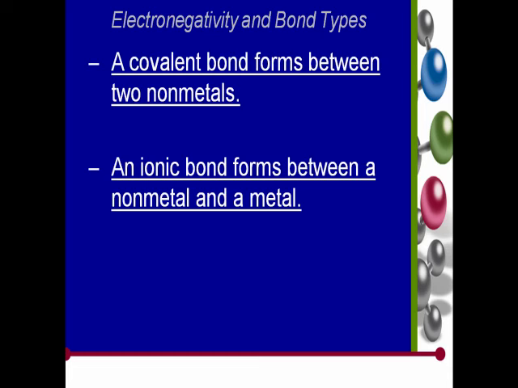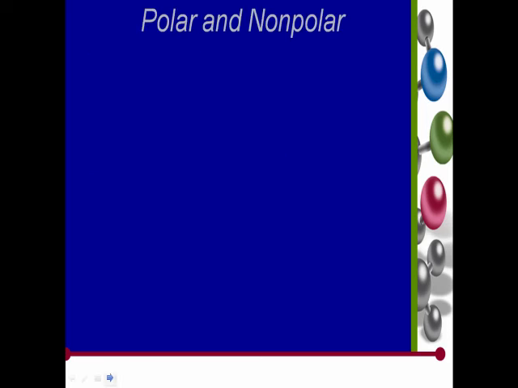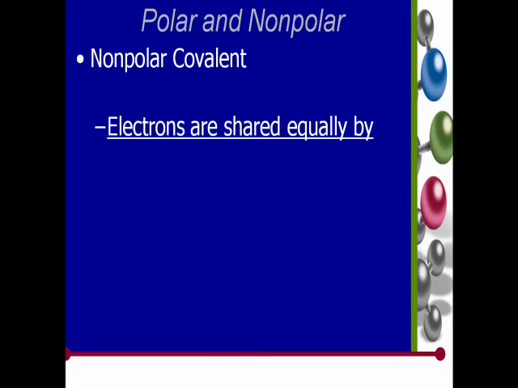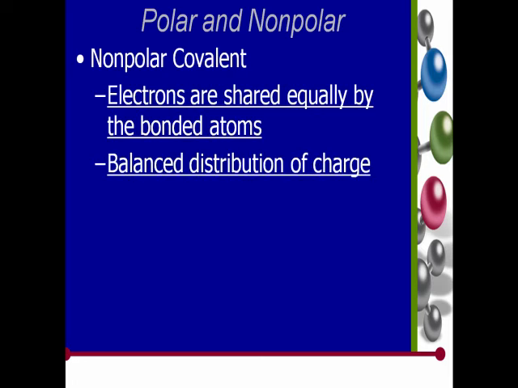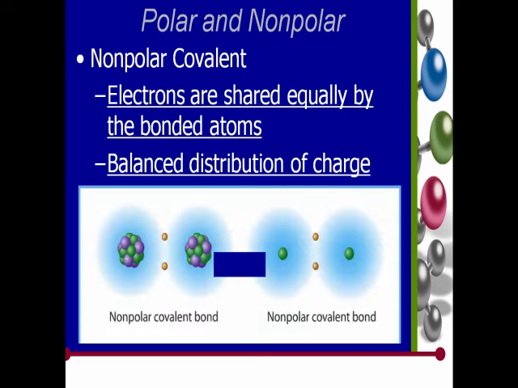Electronegativity can also be used to determine the type of polar or covalent bonds. Covalent bonds can be nonpolar, and what this means is that there are two atoms bonded together, and those two atoms have very similar electronegativity values. In other words, they equally share the electrons.